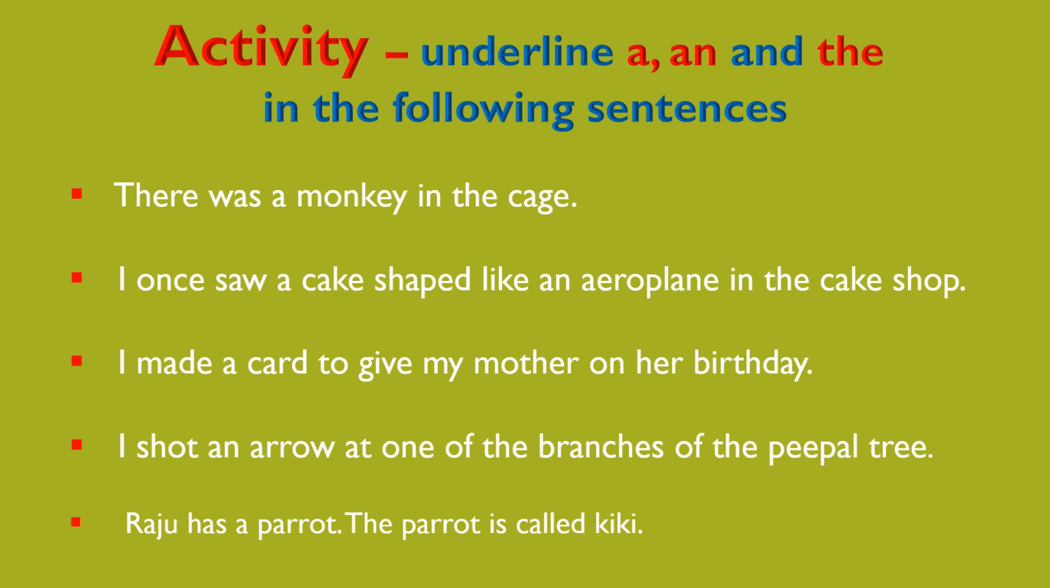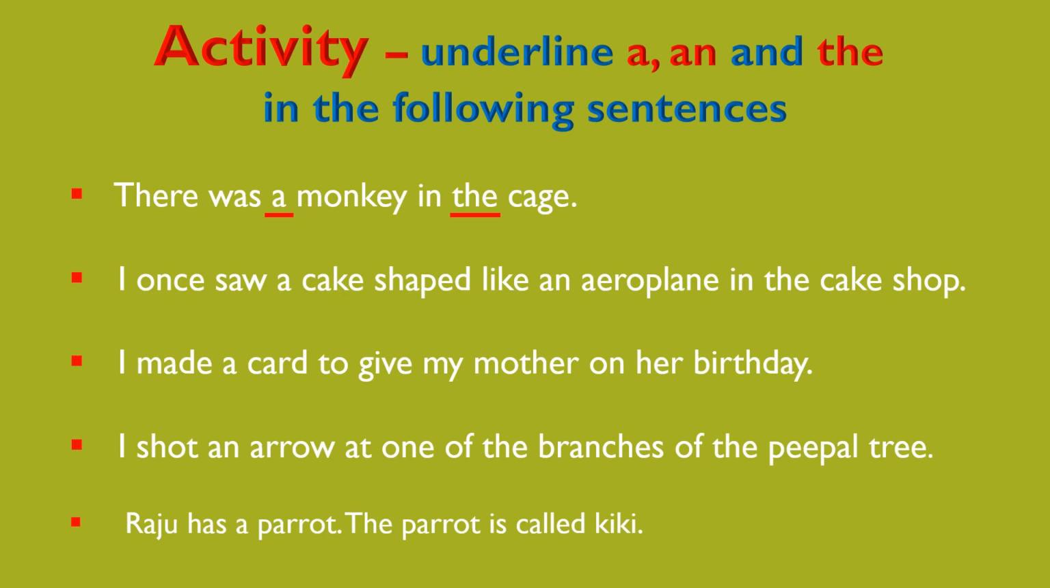In this, which are the nouns? Monkey and cage. So, monkey starts from which letter? M. So M is a vowel or consonant? It's a consonant. So where do we have to underline here? There was a monkey in the cage. In this, can you see the article? Any article? The. A and the are articles. We'll see the second sentence.